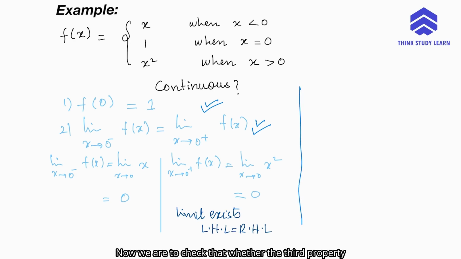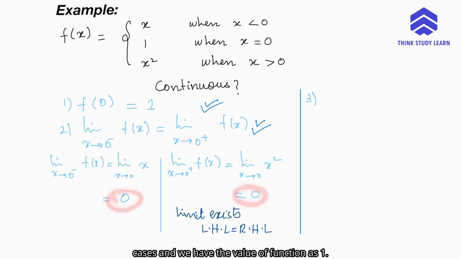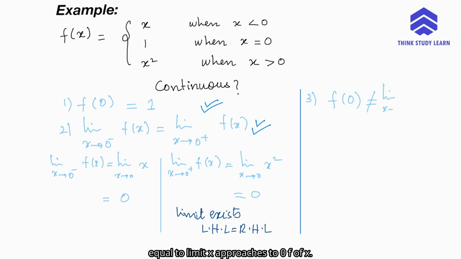Now we are to check whether the third property is being satisfied or not, and that will decide our continuity. The third property says that the limit must be equal to the value of the function. Now we can see that the limit we are getting is 0 in both cases and we have the value of the function as 1. So both of these are not equal. f(0) is not equal to the limit as x approaches 0 of f(x). Hence, as the third property is not being satisfied, we say that the function is not continuous.